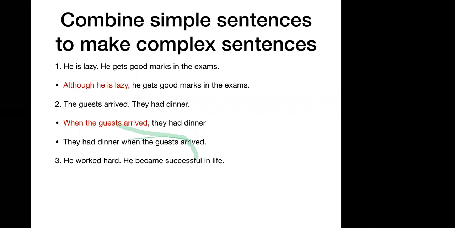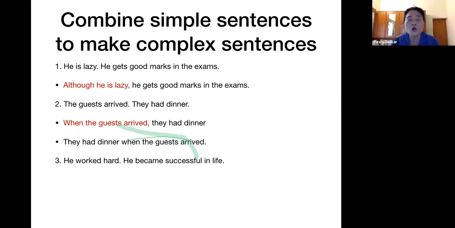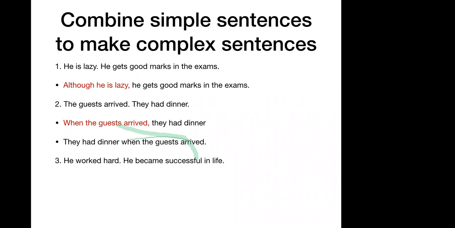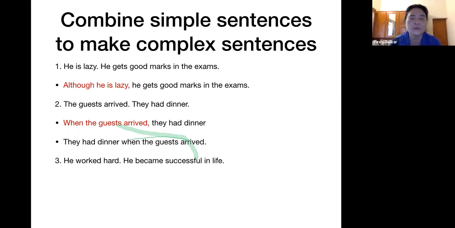He worked hard. He became successful in life. Because he worked hard, he became successful in life. That's correct. You can use since. You can use as. As he worked hard, he became successful. Since he worked hard, he became successful.